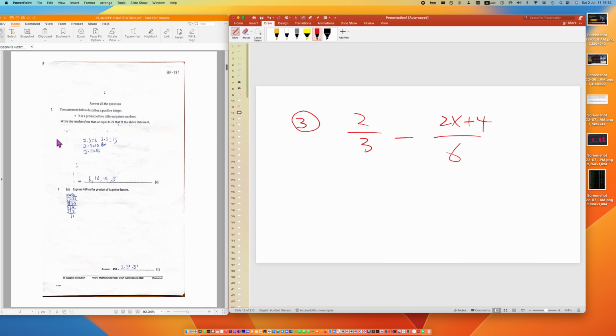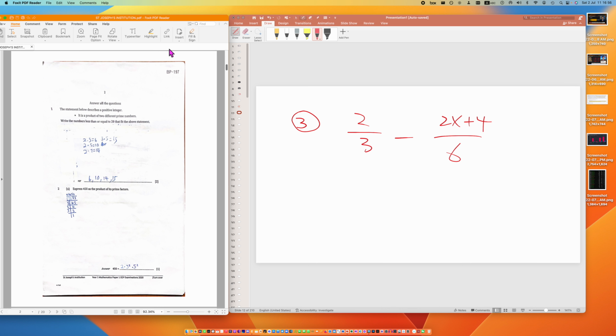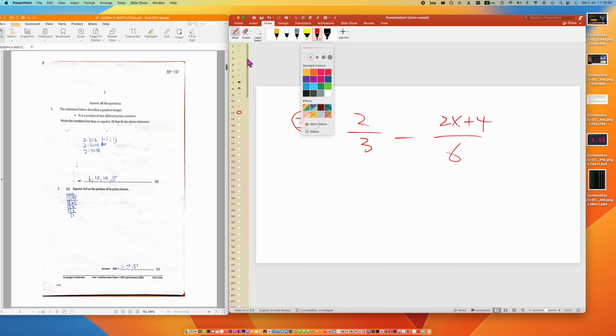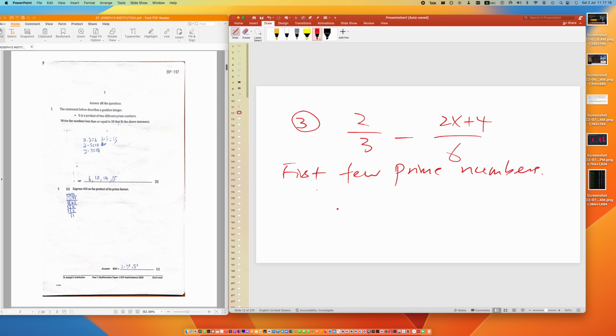So let's look at the first one. Write down a number less than or equal to 20 that fits the above statement. It's a product of two different prime numbers. So you list down the prime numbers first. So what numbers less than or equal to 20 are the product of two different primes? Okay, so you write down the first few prime numbers. So you start with 2, 3, 5, 7, 8, 9, no, 11. Okay, just write them down first.